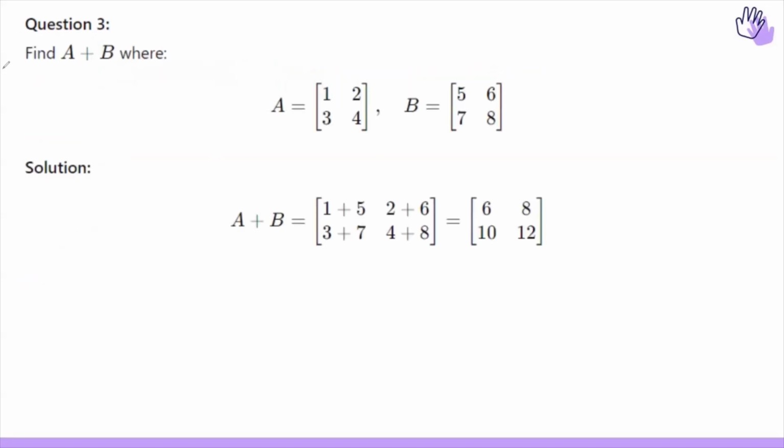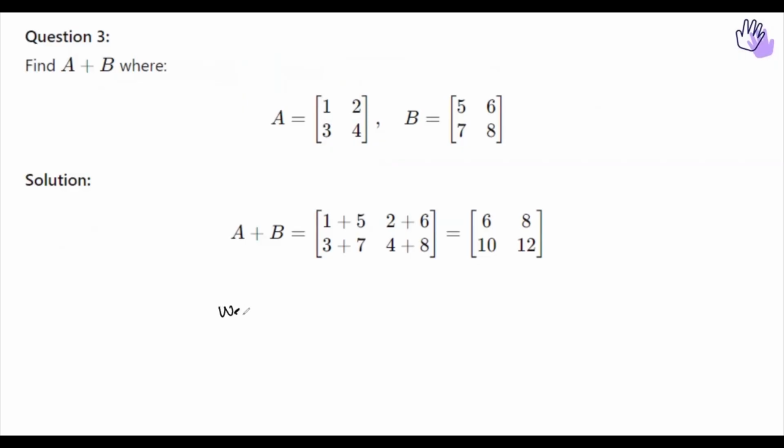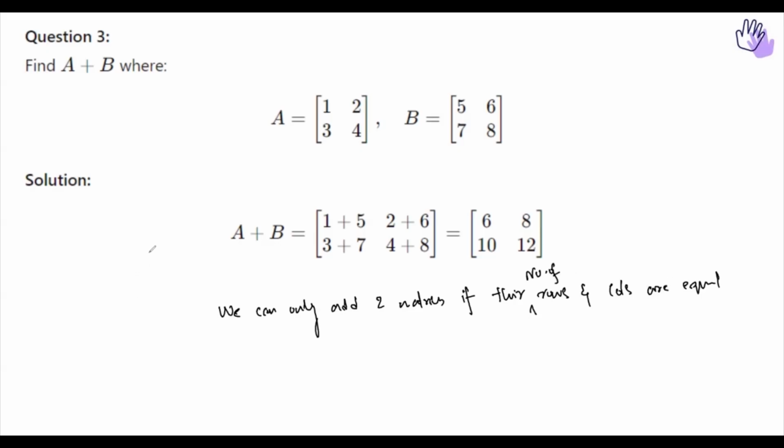Find A plus B where A equal to [1, 2; 3, 4] and B equal to [5, 6; 7, 8]. So it is very important to remember, we can add two matrices only if their rows and columns are equal. That means if you are trying to add two matrices, both the matrices should have the same number of rows and the same number of columns, and then you can add the corresponding elements.